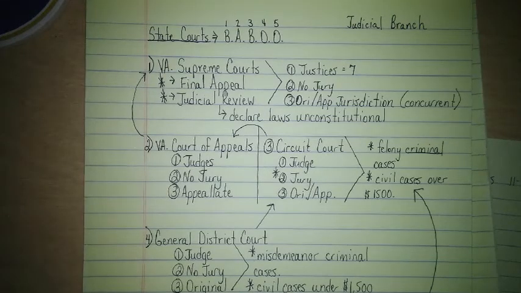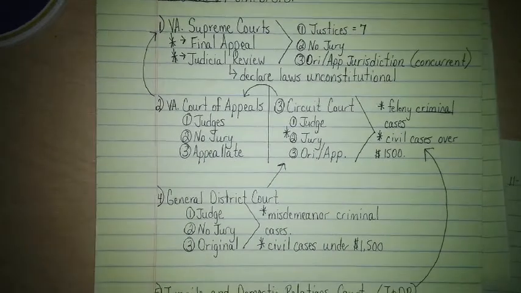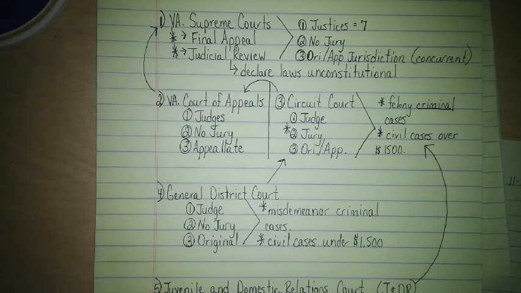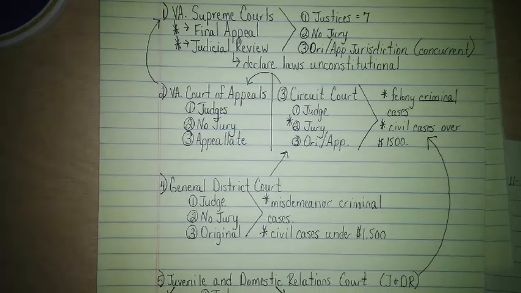Let's jump down here to the General District Court. This is number 4. Now, if you guys notice, I've got little lines drawn here. Y'all see those little arrows everywhere? I'll explain what I mean by those right here in just a second. I'm trying to get through this before it's time for you guys to go.